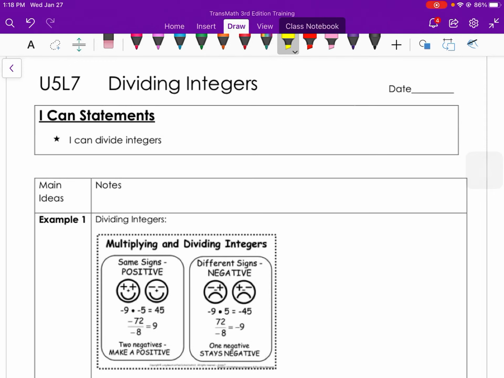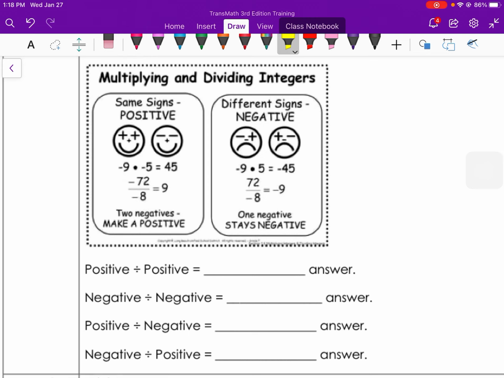Okay, in this video we're going to be dividing integers. Dividing integers basically follows the same rule as multiplying integers. When you multiply and divide and you have the same sign, you have a positive answer. Like what we did in the last lesson, -9 times -5 is positive 45. When you divide two negatives, -72 divided by -8 is positive 9. So two negatives when multiplying or dividing make a positive answer.